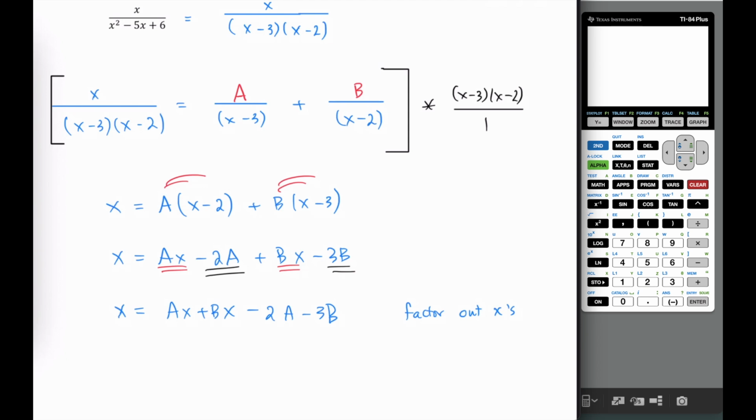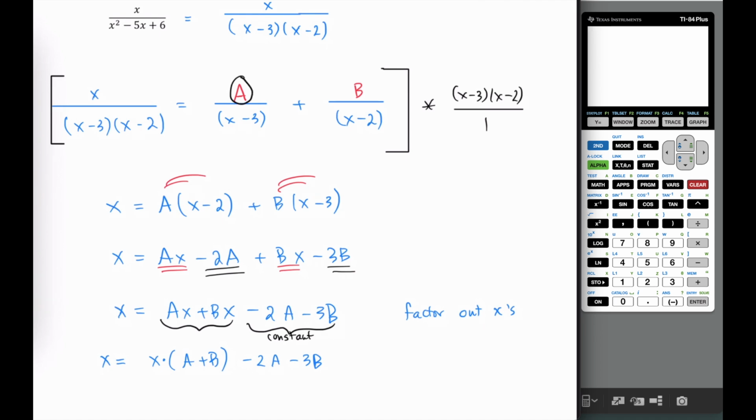Now we're going to factor out the x's from our x terms because we need to be able to see what the coefficient on x is on the right-hand side. So we'll factor out an x from these two terms, and we'll end up with A plus B, which we are going to refer to as the coefficient on x on the right. This minus 2A minus 3B term here is considered to be a constant because there are no x variables involved.